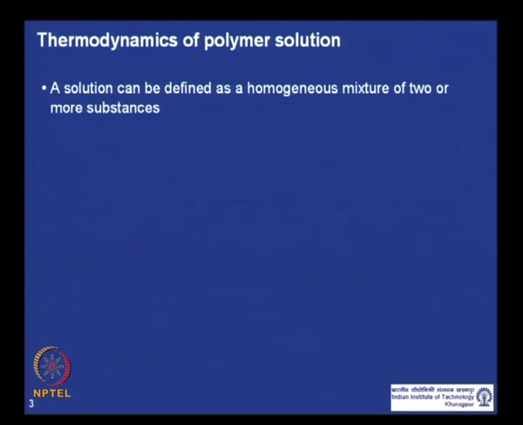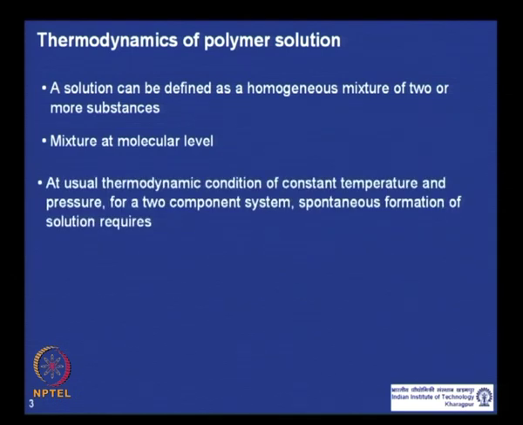So, let us start with the thermodynamics of polymer solutions. And what is a solution? As we know, a solution can be defined as a homogeneous mixture of two or more substances. Homogeneous means that the mixture is at the molecular level. And of course, we know from our basic understanding of thermodynamics that under the usual condition of constant temperature and pressure, for a two component system, spontaneous formation of a solution requires that the Gibbs free energy of the solution is lower than the sum of the Gibbs free energies of the solvent and the solute, G1 and G2.